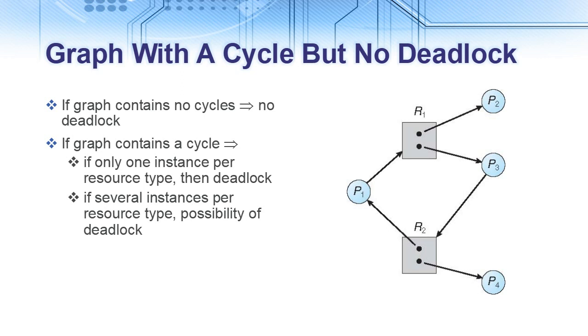Graph with a cycle but no deadlock. If the graph contains no cycle, then there is no deadlock. If the graph contains a cycle and there is only one instance per resource type, then there is deadlock. If there are several instances per resource type, deadlock is possible. It is not sure that deadlock will always occur.